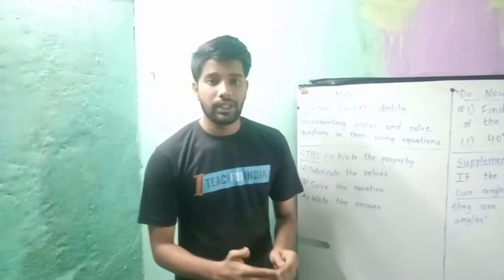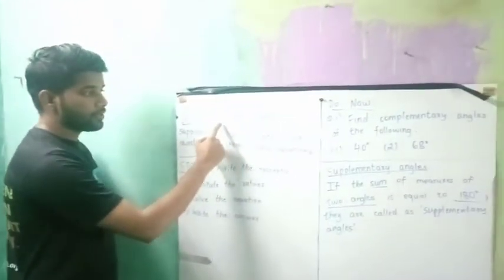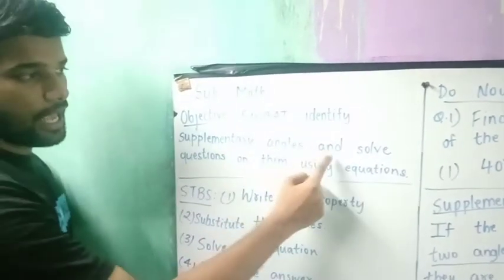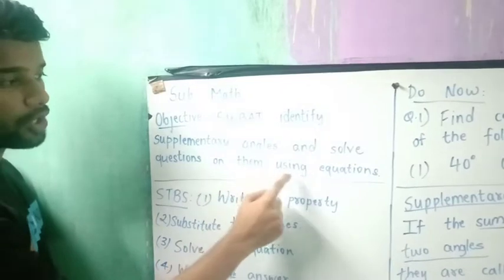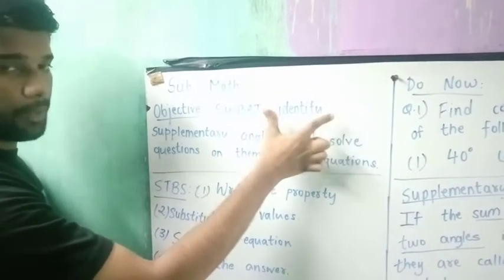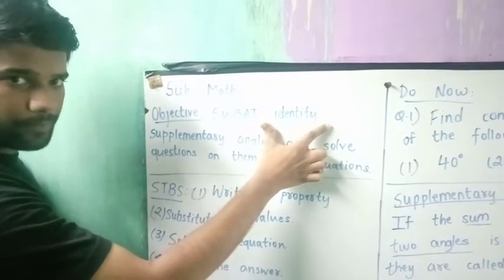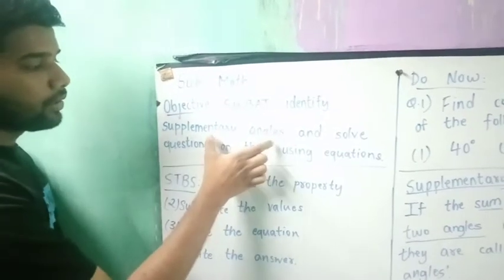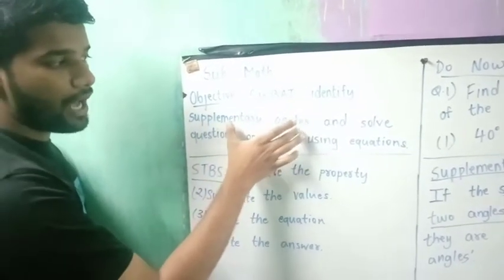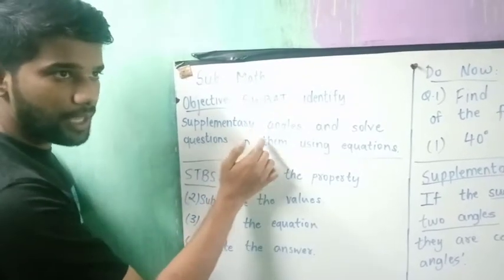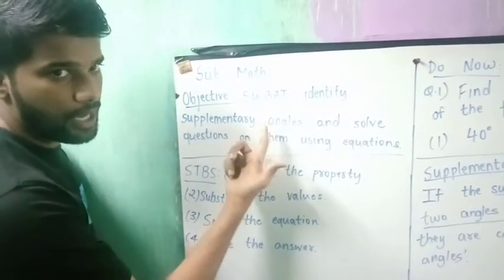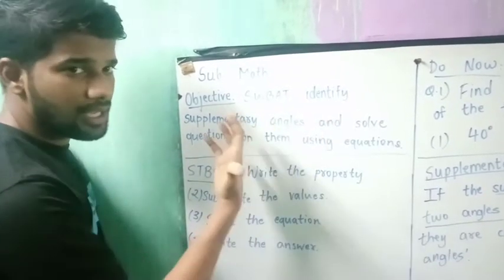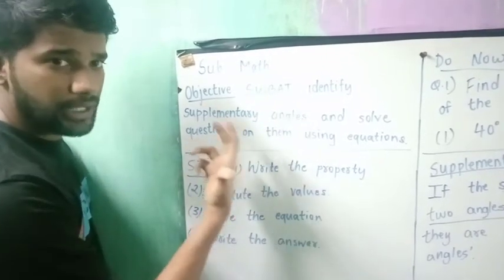Now our today's objective is: students will be able to identify supplementary angles and solve questions on them using equations. The skill, we are repeating the same skill today as well: identify. Okay, the knowledge piece. What new are we learning today? Supplementary angles. We are going to learn what supplementary angles are and how to identify them, as well as some questions on supplementary angles. We are going to use equations to solve questions on supplementary angles. So this is the objective for today.